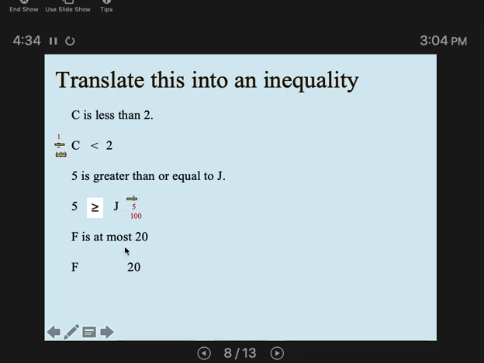F is at most 20. Okay, so again, put the number, smaller, bigger. 1 is at most 20? No. Hold on there. 1 is at most 20? Yeah. 20 is at most 20. Yeah. 100 is at most 20? No. So f is going to be less than or equal to 20. Sorry about that.